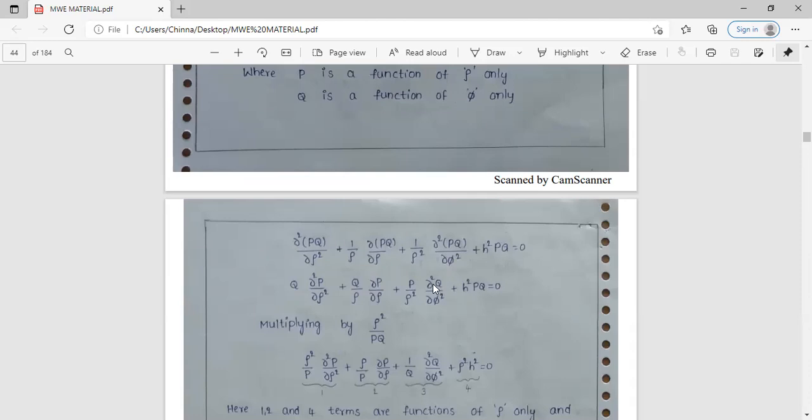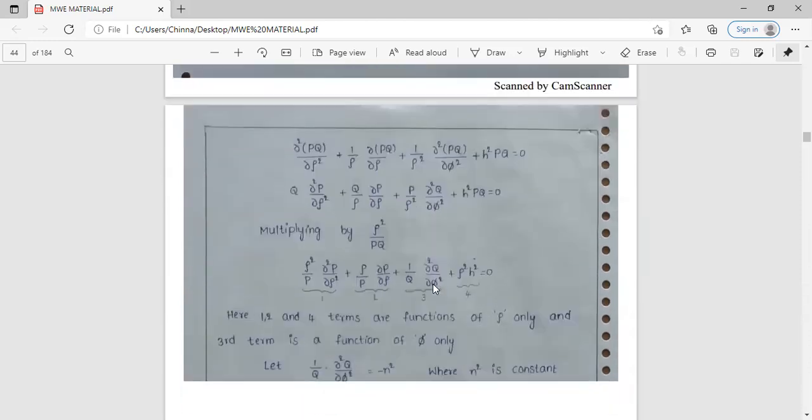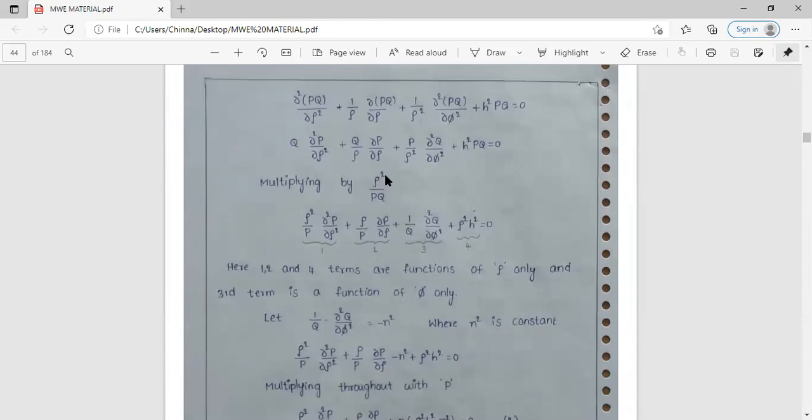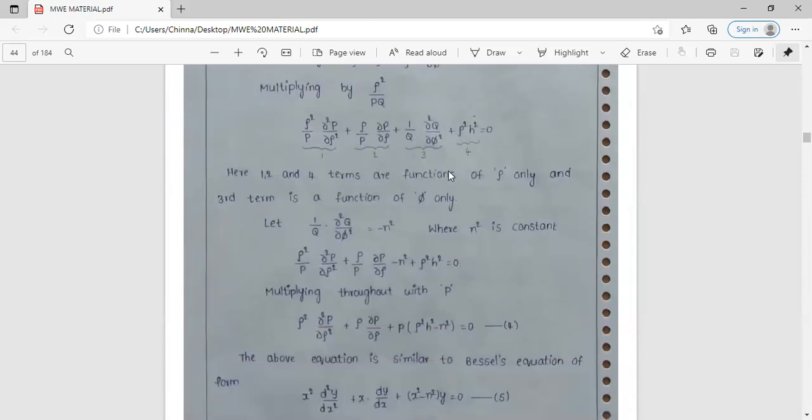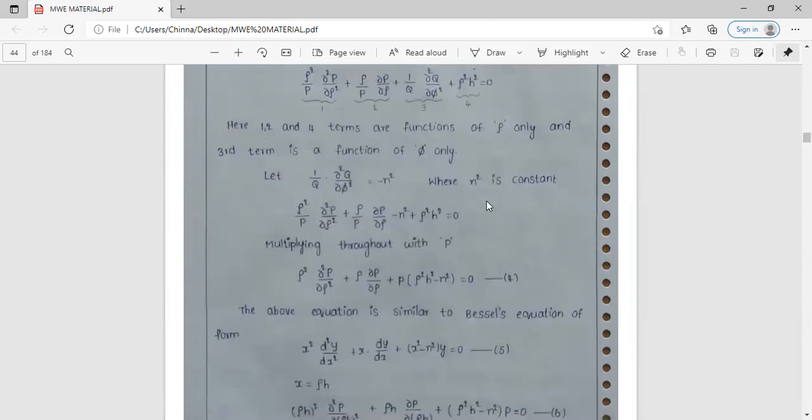In the phi value we take the representation like this. So multiply the above expression with rho square by PQ. Then we can obtain the 1, 2, 3, 4 functions. So 1, 2, 4 are functions of rho, and the third function is a function of phi only. So finally we can write 1 by Q into the third function is equal to minus n square. Here n square is a constant.